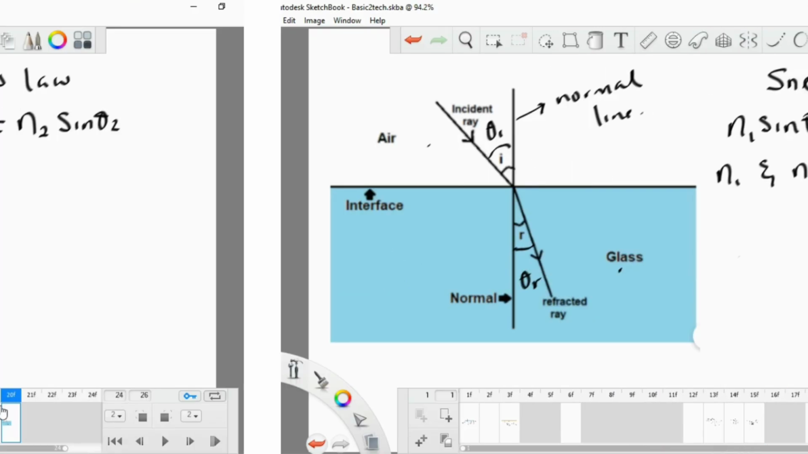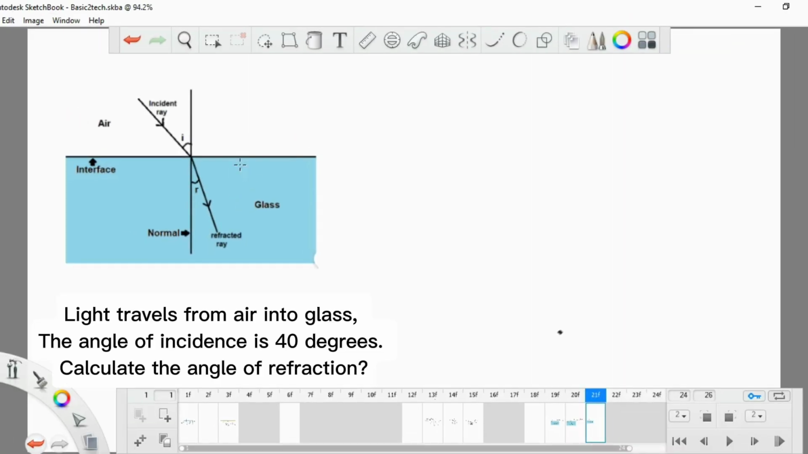Now let's look at a question. It says light travels from air into glass. Now, the refractive index for air, so n1, is 1.00, it's a constant, while the refractive index for glass is 1.5. So n2 for glass is 1.5. Now it says the angle of incidence is 40, so our theta 1 is 40 degrees.